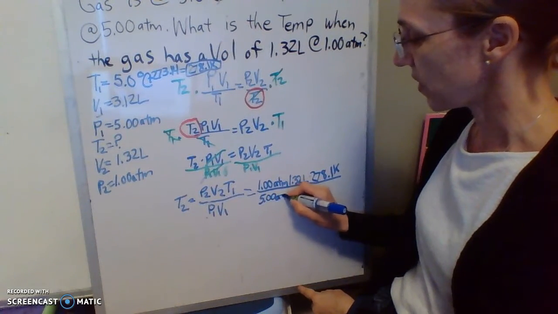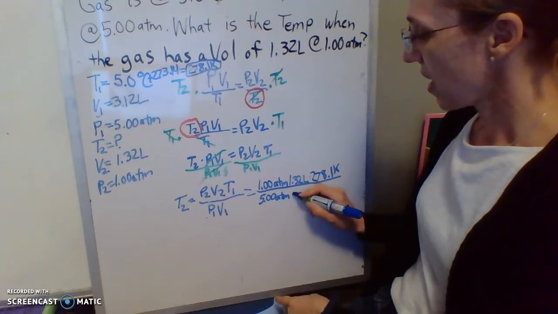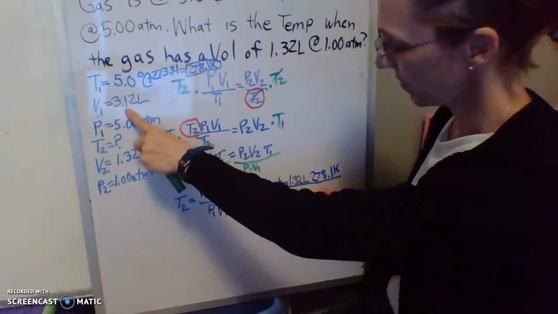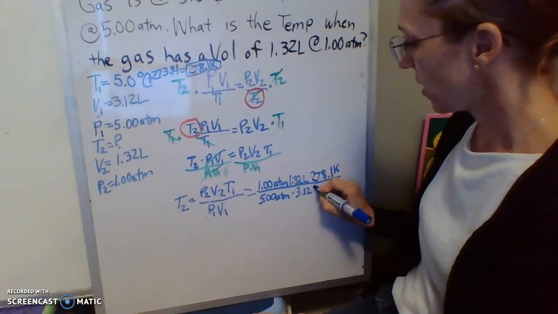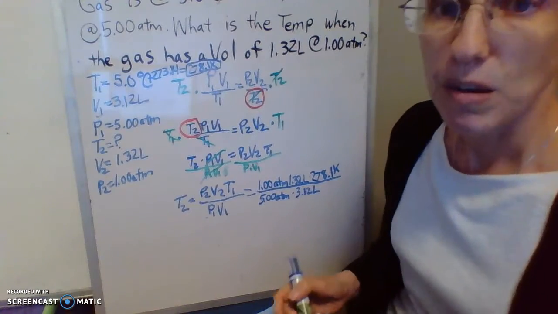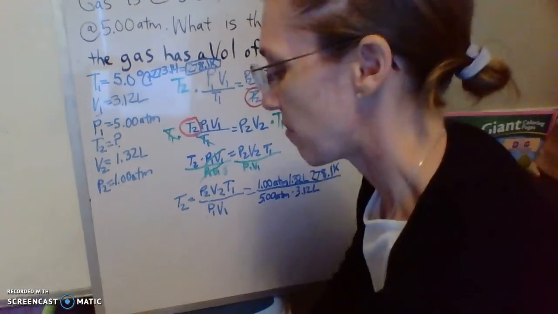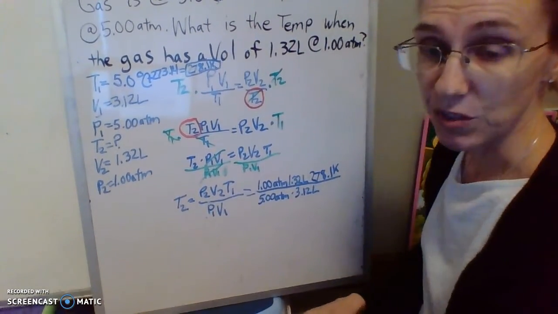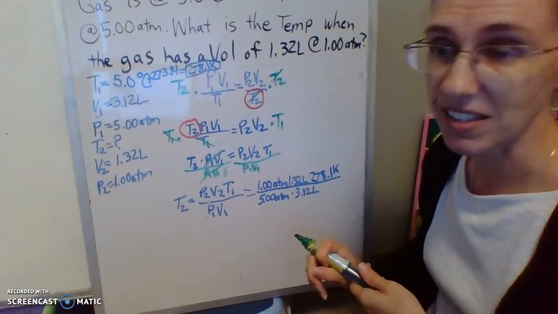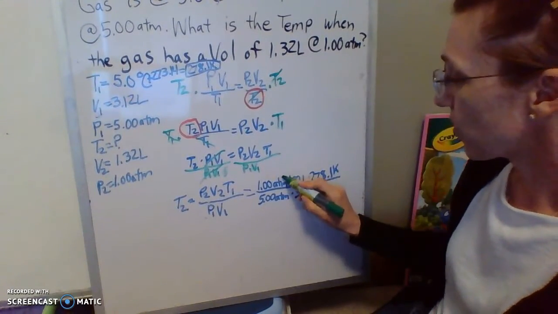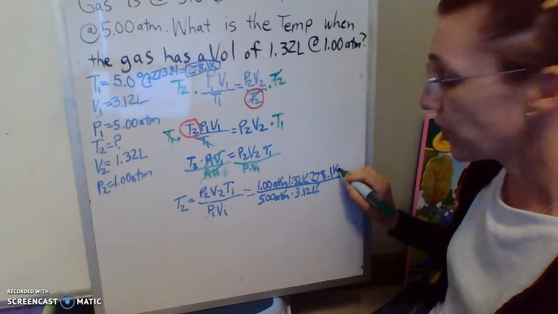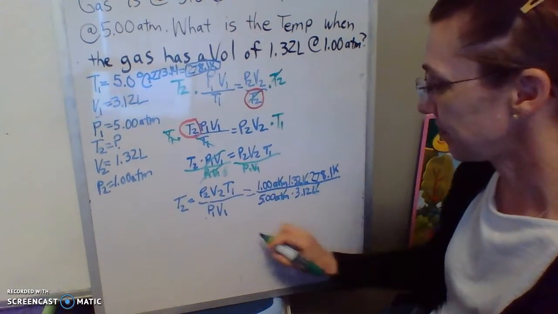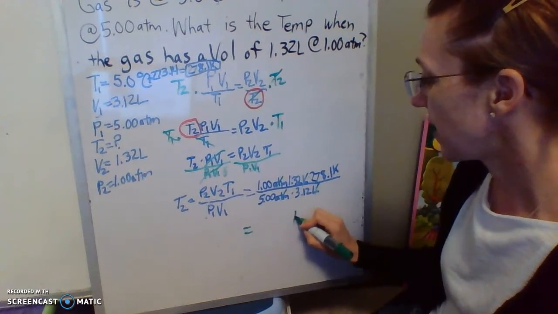5.00 atmospheres, and our V1, 3.12 liters. Now before we pick up our calculator and do that math, we're going to check our units, because remember, the units can actually save us if we make a mistake. So atmospheres cancel out with atmospheres, liters with liters. The only unit we didn't cancel out is Kelvin. So that's what our answer is going to be.